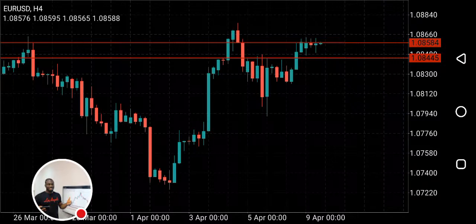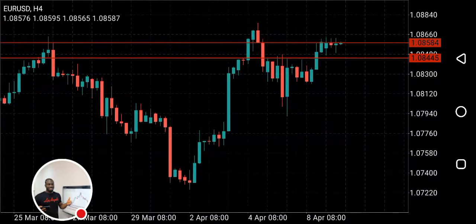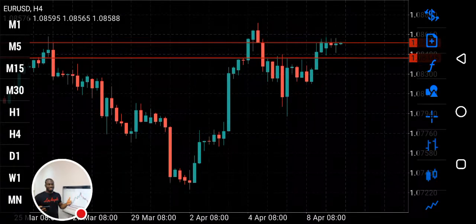You can see we haven't seen much volatility in the market because of the CPI that will be released tomorrow. Okay, so that's my take on Euro USD. My bias remains sell on Euro USD.